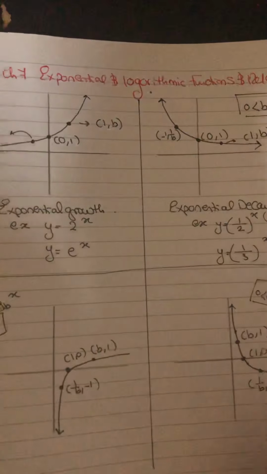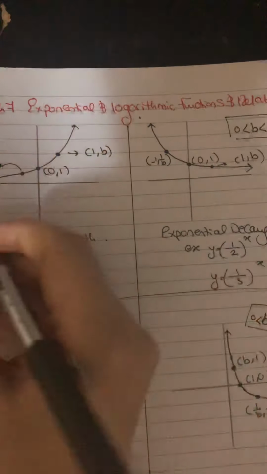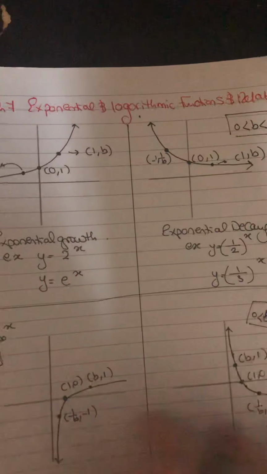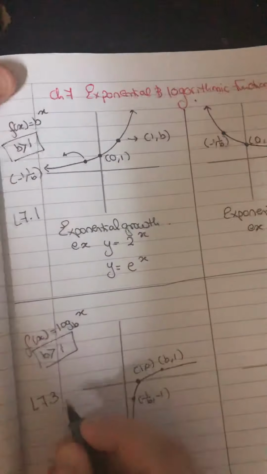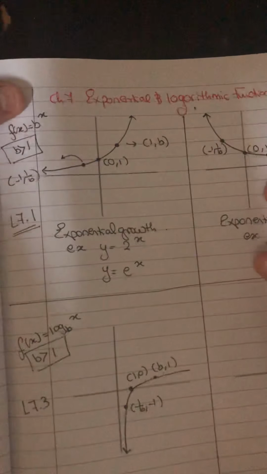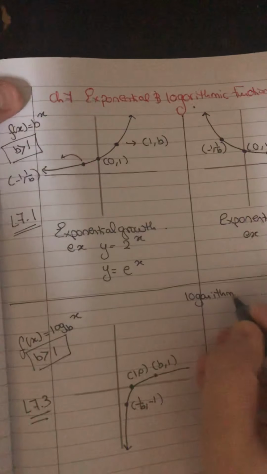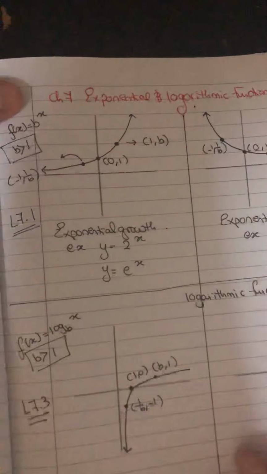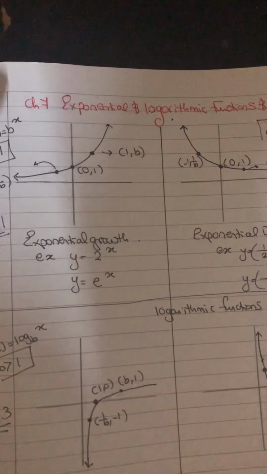This is chapter 7 from the Algebra 2 book, Exponential and Logarithmic Functions. These two graphs were in lesson 7.1 and these two logarithms were in lesson 7.3. Okay, so 7.1 was talking about exponential functions and 7.3 was talking about logarithmic functions. Okay, and I have reviewed with you before these graphs and the difference between them and how to translate them, stretch them, reflect them, and all of that.